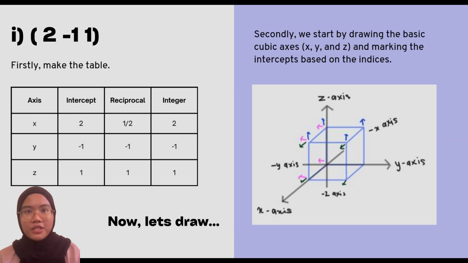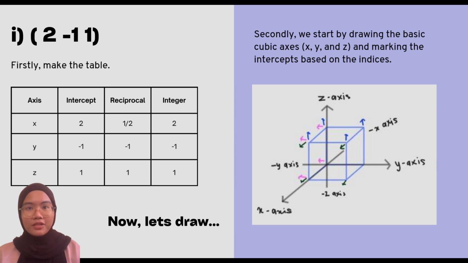So, for the first question here, I'm showing how we get the Miller indices plane 2, -1, 1. Firstly, in the integer column, we have 2, -1, and 1, which are the actual Miller indices for the plane. Next, we find reciprocals. So, 1/2 gives us a half, 1/-1 gives -1, and 1/1 gives 1.